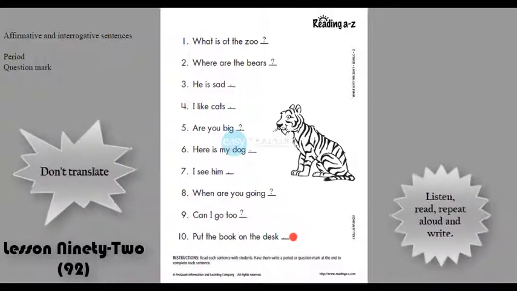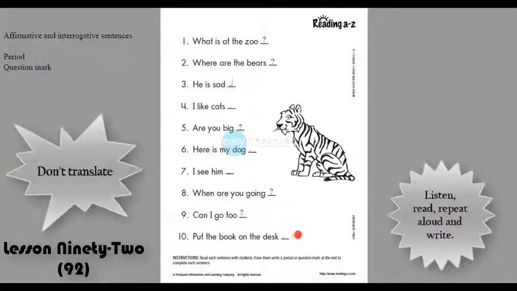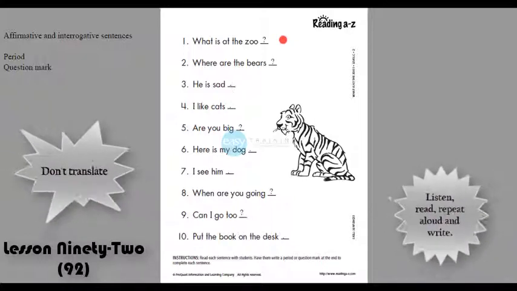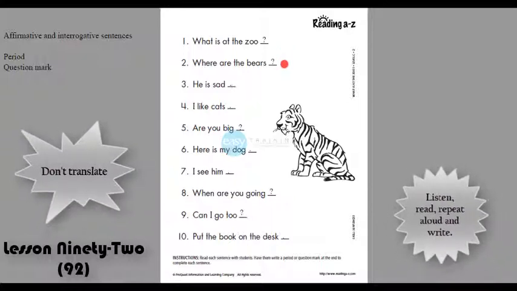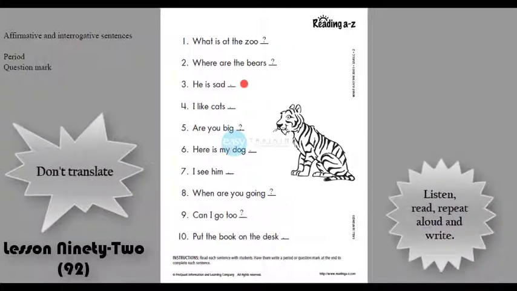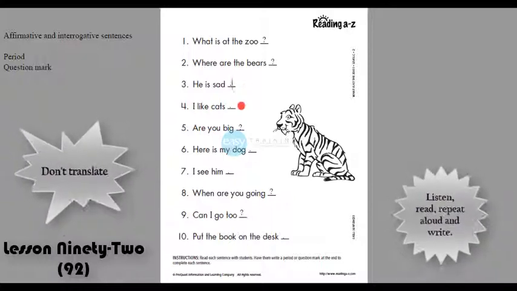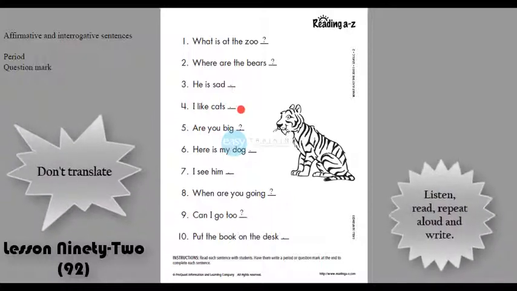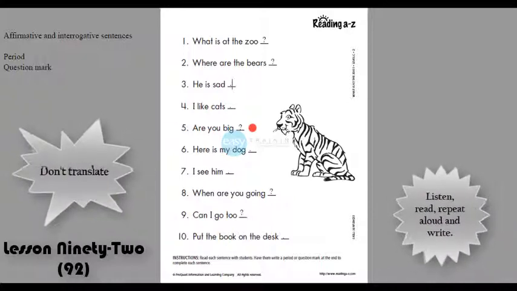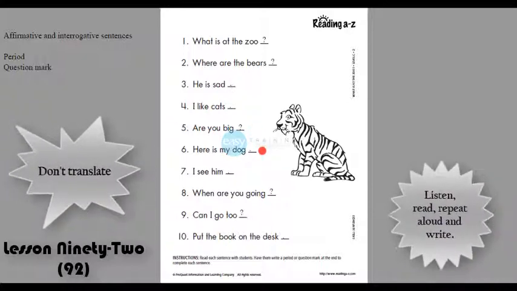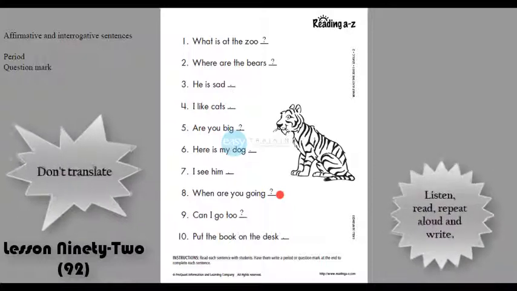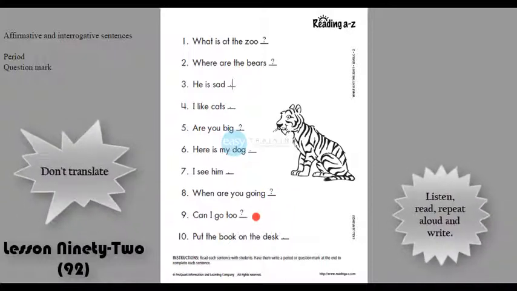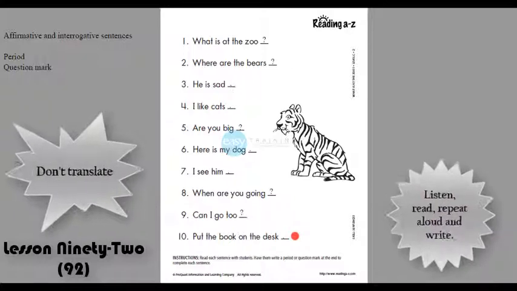Let's say these sentences again, just for more practice. What is at the zoo? And you repeat, please. What are the bears? He is sad. I like cats. Are you big? Here is my dog. I see him. When are you going? Can I go too? Put the book on the desk.